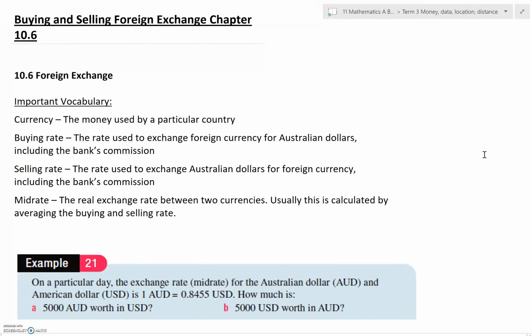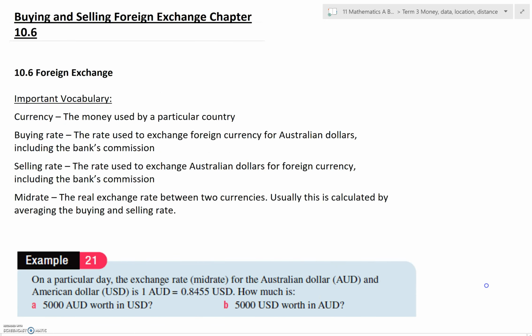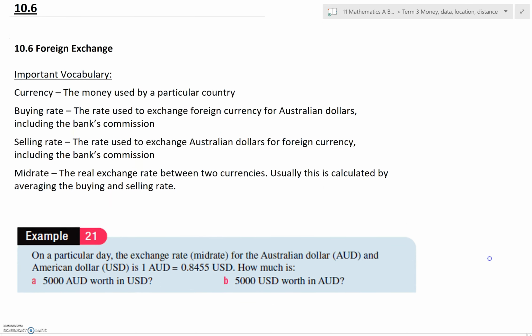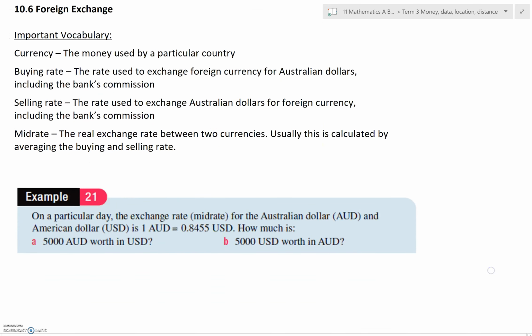Okay, our last topic in this unit is buying and selling foreign exchange or foreign money. So it's something you're definitely going to want to know about if you're going to travel overseas, and I expect most of you would want to do that. So you need to understand how foreign exchange works, and because each country has its own money, it's important to know this. So currency is just the money that a particular country uses.